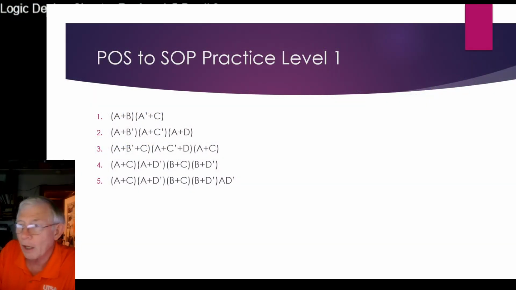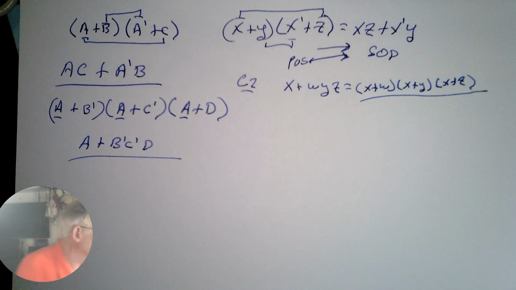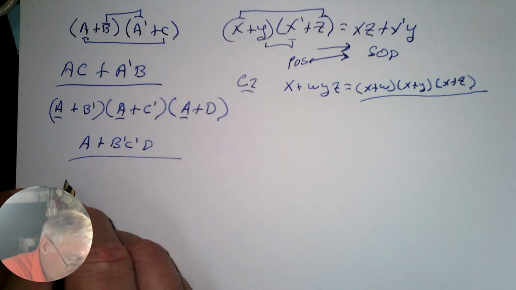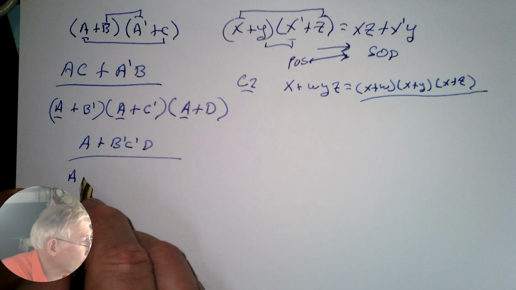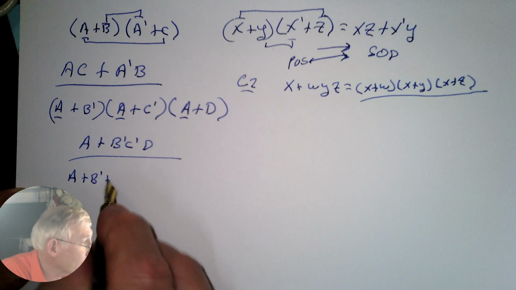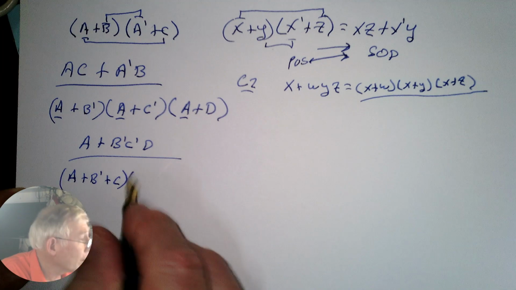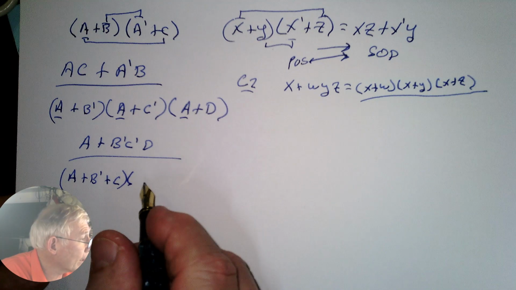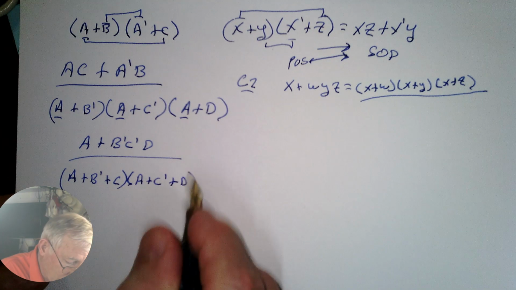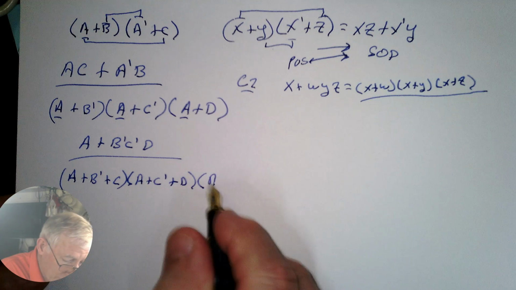All right, let's look at the next one. Now we have (A plus B prime plus C) times (A plus C prime plus D) times (A plus C). Let's look at that. So we have (A plus B prime plus C), (A plus C prime plus D), and (A plus C).